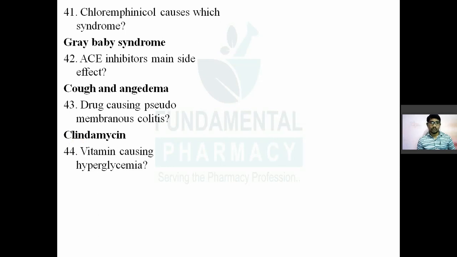Now next question. Vitamin causing hyperglycemia. Basically, particularly niacin or nicotinic acid causes hyperglycemia. Hyperglycemia means increased sugar level of the body. How does it do this? It interferes with glucose metabolism and also interferes with insulin metabolism and secretion. So by interfering with the insulin and glucose metabolism, it causes hyperglycemia, right?